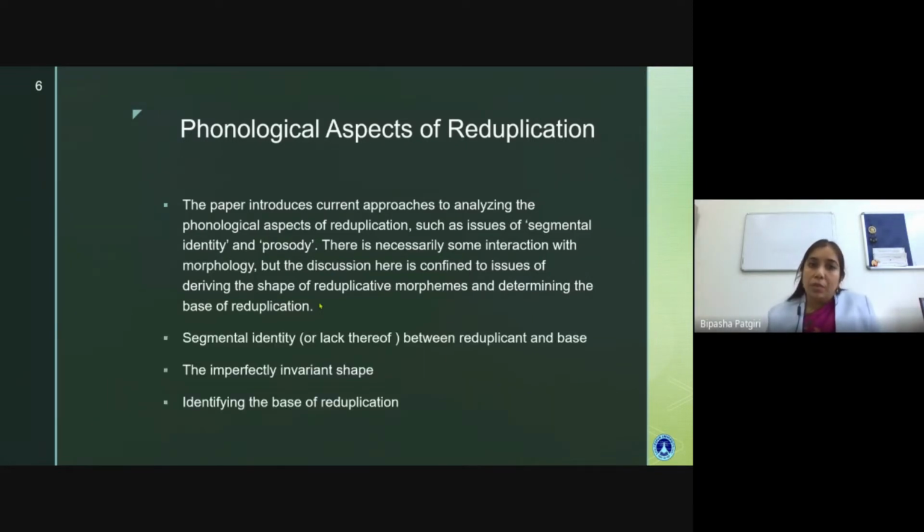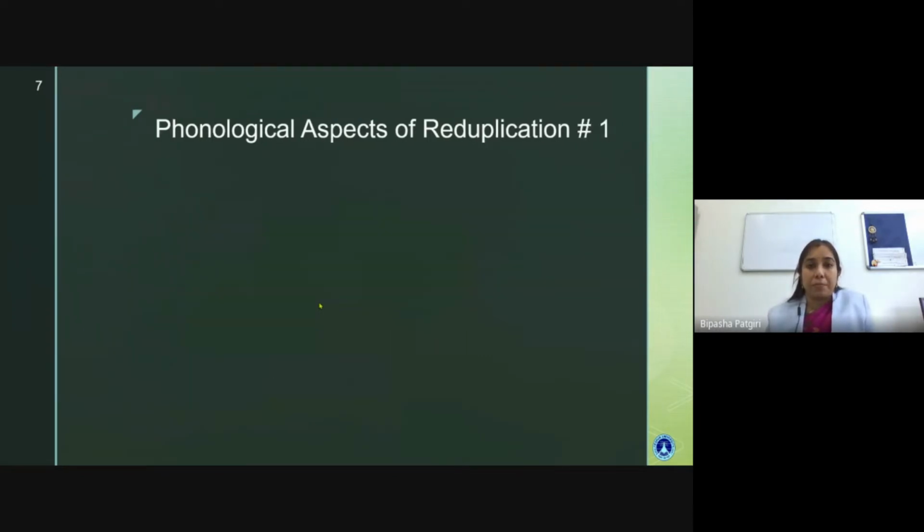Then within these phonological aspects, there are three important factors that are taken into account: segmental identity, or whether there is segmental identity between the reduplicant and the base. Interestingly, in Assamese examples, we have seen that segments are identical to each other in regards to the quality of the sounds that are reduplicated. Then the second aspect is the imperfectly invariant shape of the reduplicant. And then another important aspect is to identify the base of the reduplication.